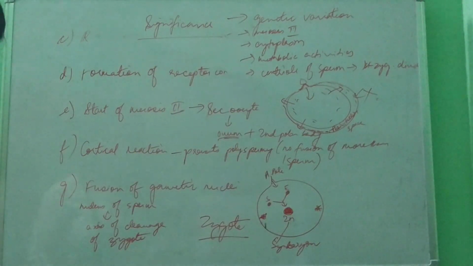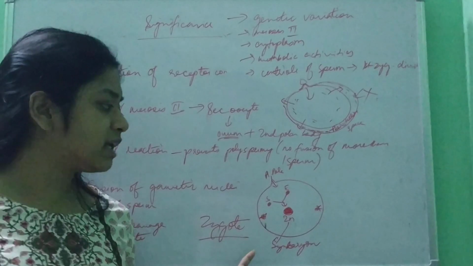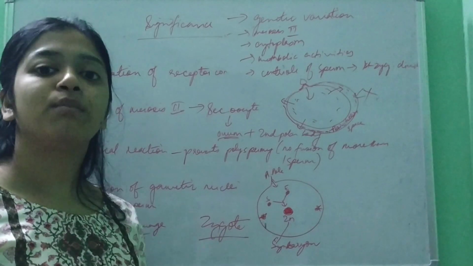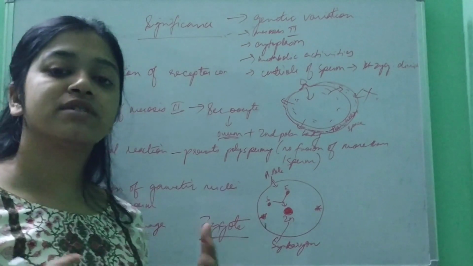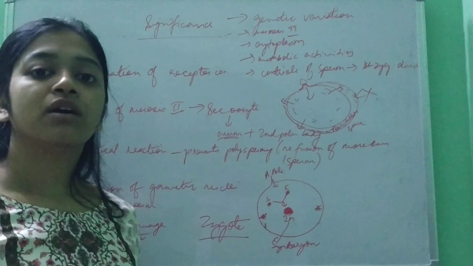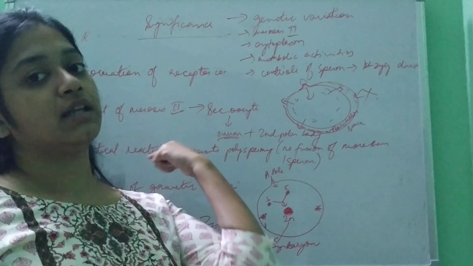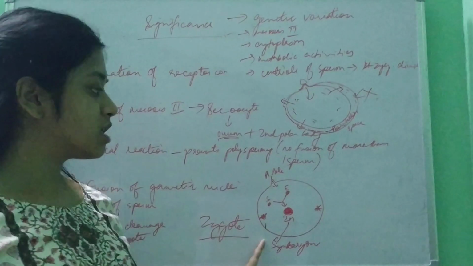So fertilization is over. The next part will be the division of the zygote. The zygote is again divided into morula, blastula, gastrula, formation of three germ layers, and after that finally the embryo is formed, and after that we have parturition, then lactation. So after this we'll start with the division of this zygote.